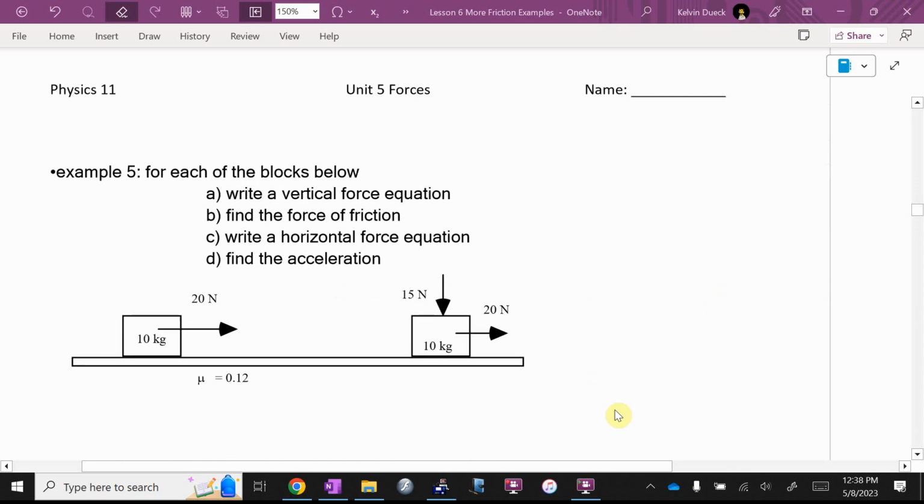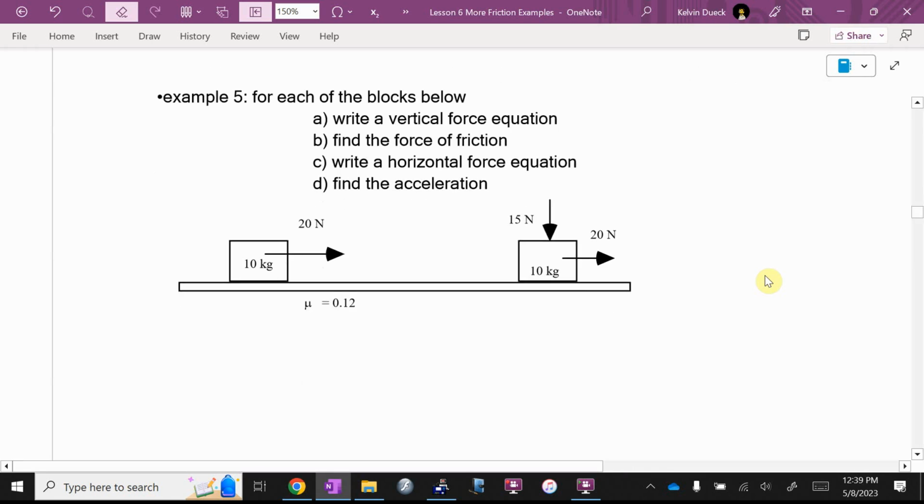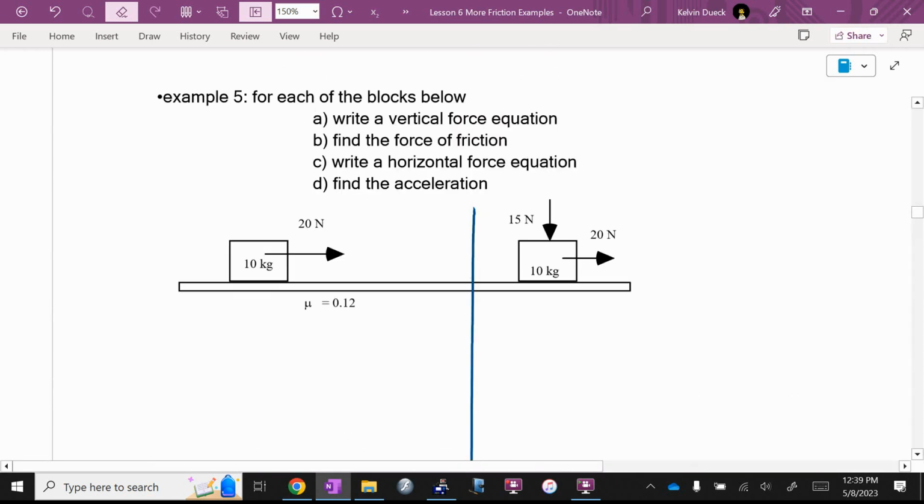Example 5. For each of the blocks below, write a vertical force equation, find the force of friction, write a horizontal force equation, find the acceleration. You know what? I'm going to draw a line down the middle of the page. I'm going to do these simultaneously, kind of like that. Jordan, what does part A want me to do? You know what I should do before I even start writing any equations? What might this be a good job for, Jordan? I'm going to do a free body diagram. You're going to talk me through that, and then I'll let you ease up again. No problem. We got this.